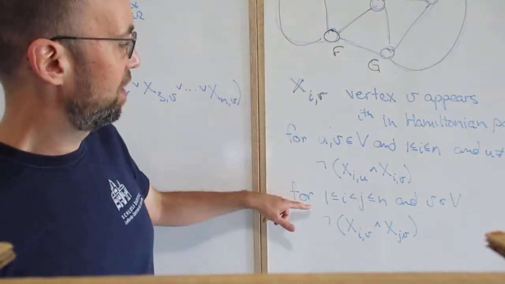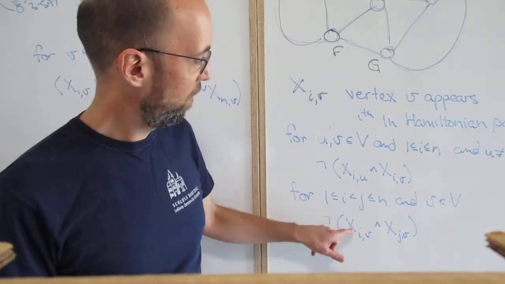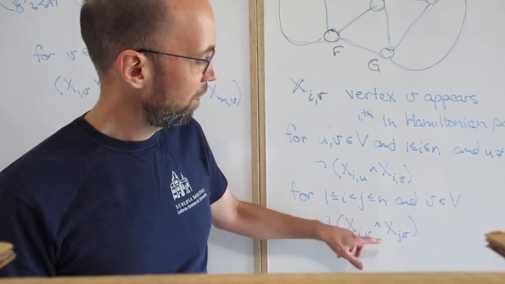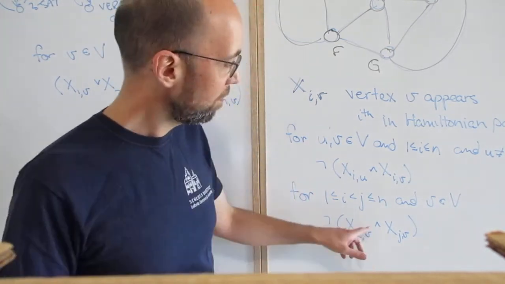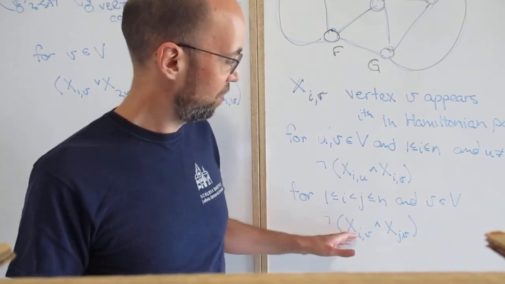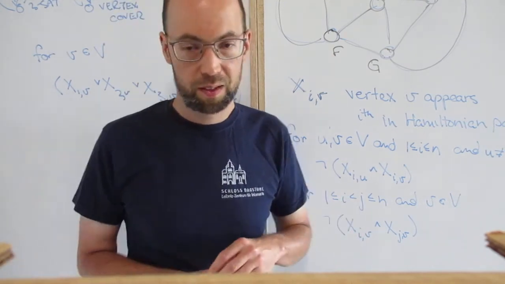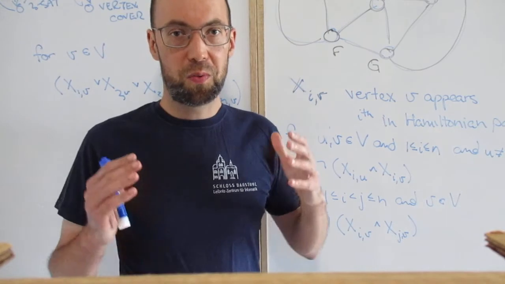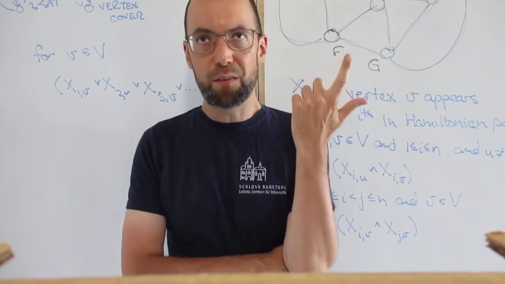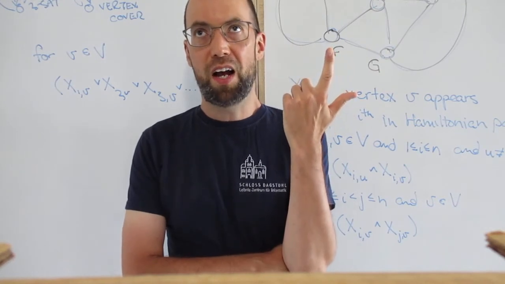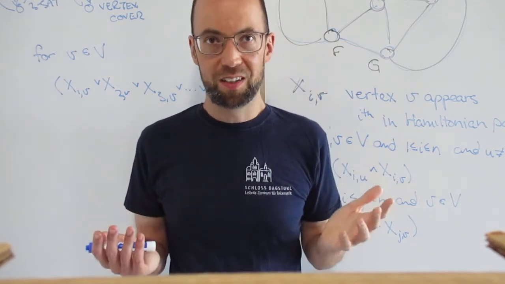Second condition is no vertex appears twice. Right? So if you have x_{i,v}, so x_{i,v} means that v appears ith in the Hamiltonian path. And x_{j,v}, so it says it's not the case that it's x_{i,v} and x_{j,v} for some j not equal to i. So we've got sort of the conditions, nothing appears twice, everything appears, and no two things occupy the same position. What else do we need?